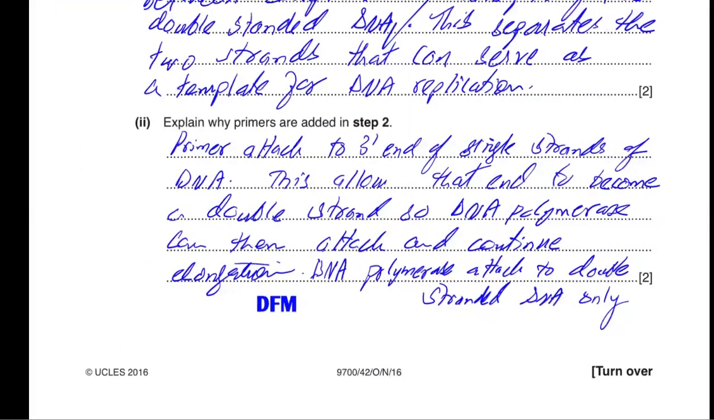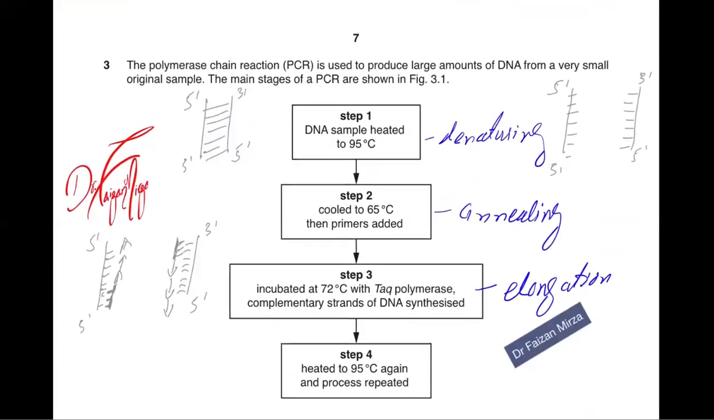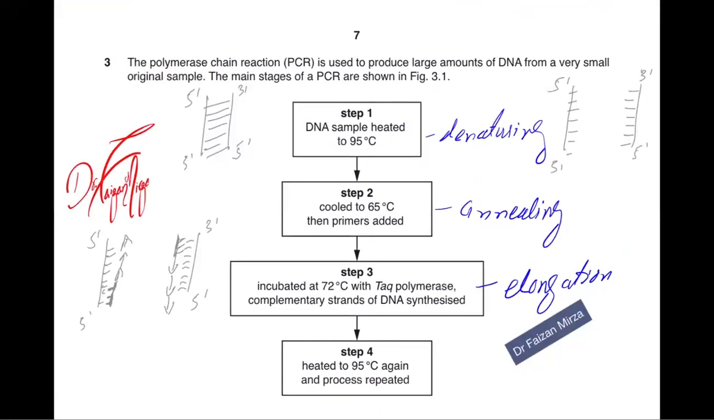Okay, so this question is from October/November 2016, variant 42, and the question is about PCR. We know that PCR is used to produce large quantities of DNA from a small original sample. The main stages of PCR are shown in figure 3.1. There are three steps shown. Step one is heating the DNA sample to 95 degrees centigrade. We call this denaturing, where the double-stranded DNA breaks up. The complementary base pairing, the hydrogen bonds, break, and we have the 5' to 3' strand separated from the 3' to 5' one.